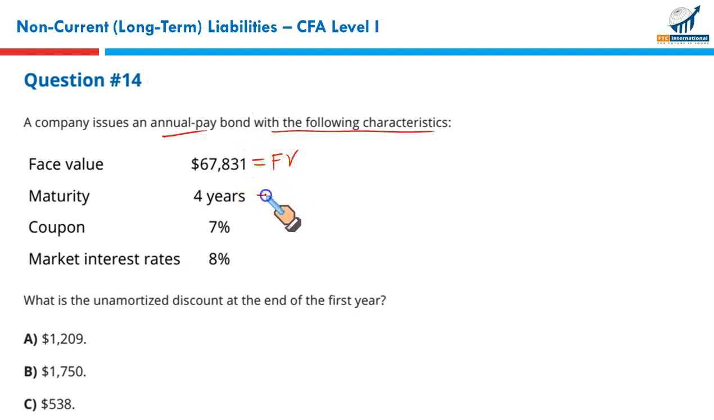Maturity, I'm going to take it as N because there are no semi-annual or monthly payments. N is 4. Remember, discounting is done at the market rate. Coupon has nothing to do with it. Coupon is only used for interest payments. Discounting is done at 8. This is what you will take as the interest rate.